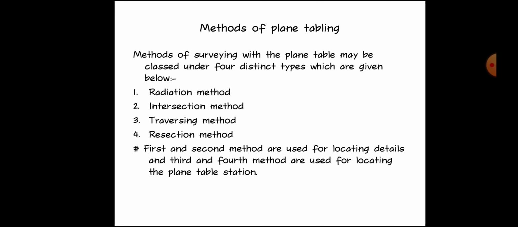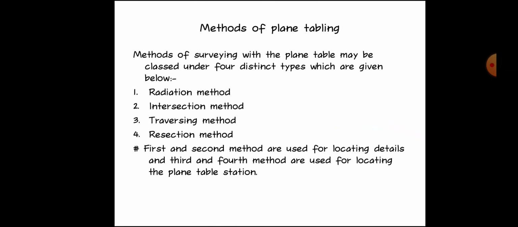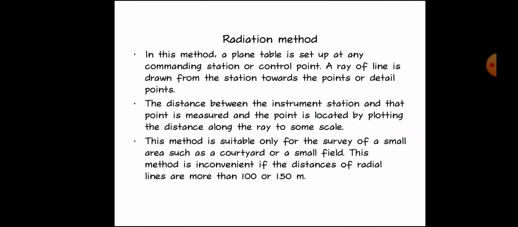The first and second methods are used for locating details, and the third and fourth methods are used for locating the plane table station. Radiation method. In this method, a plane table is set up at any commanding station or control point. A ray is drawn from the station towards the detail points. The distance between the instrument station and that point is measured and the point is located by plotting the distance along the ray to some scale.